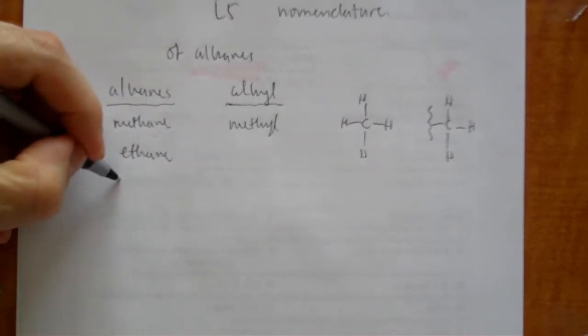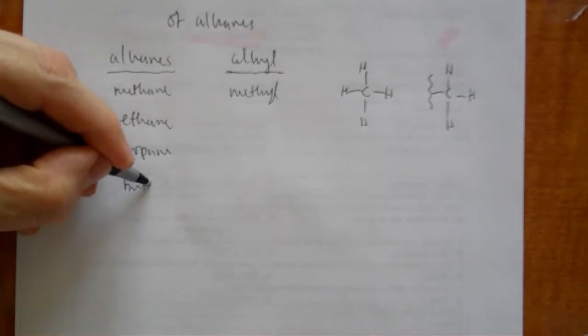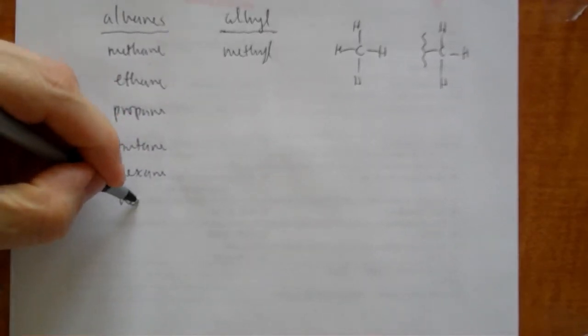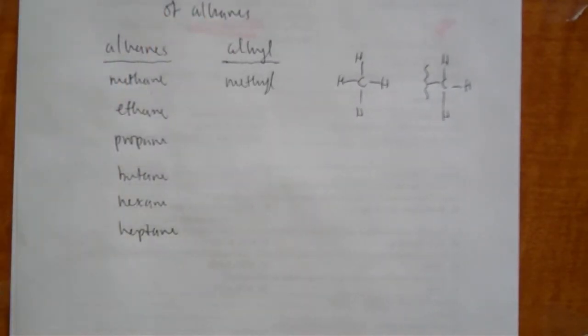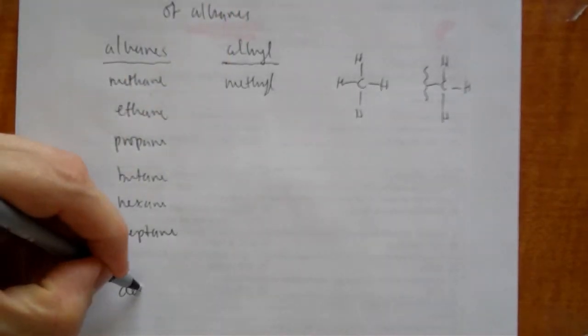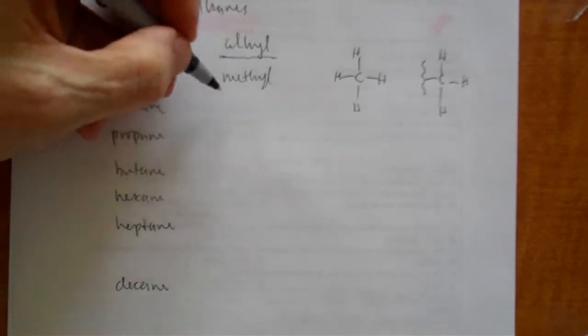ethane, propane, butane, hexane, heptane, and so on. And these are listed at the beginning of chapter 3, so I'd like you to look at those. I think we're going to go up to decane. We don't need to know anything beyond that, so just skip octane and nonane.